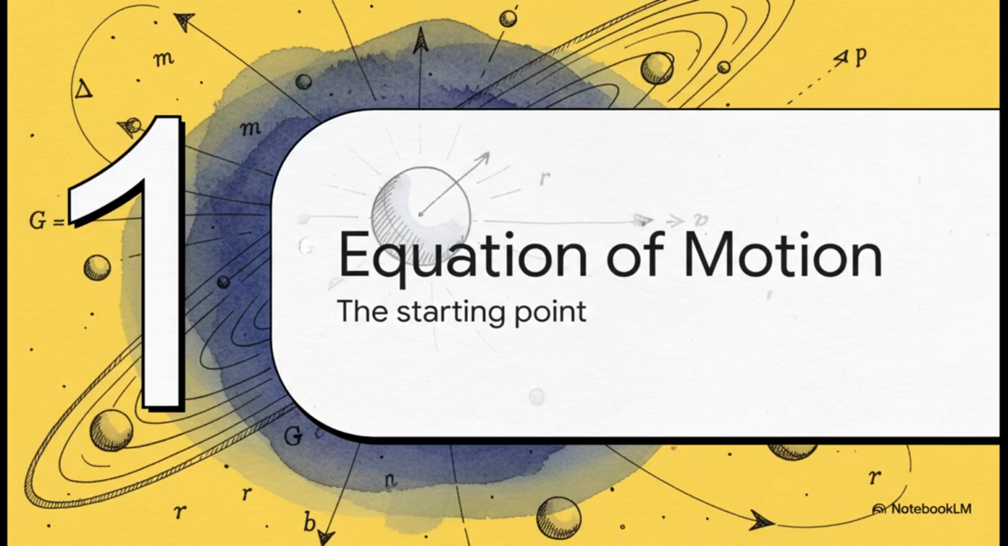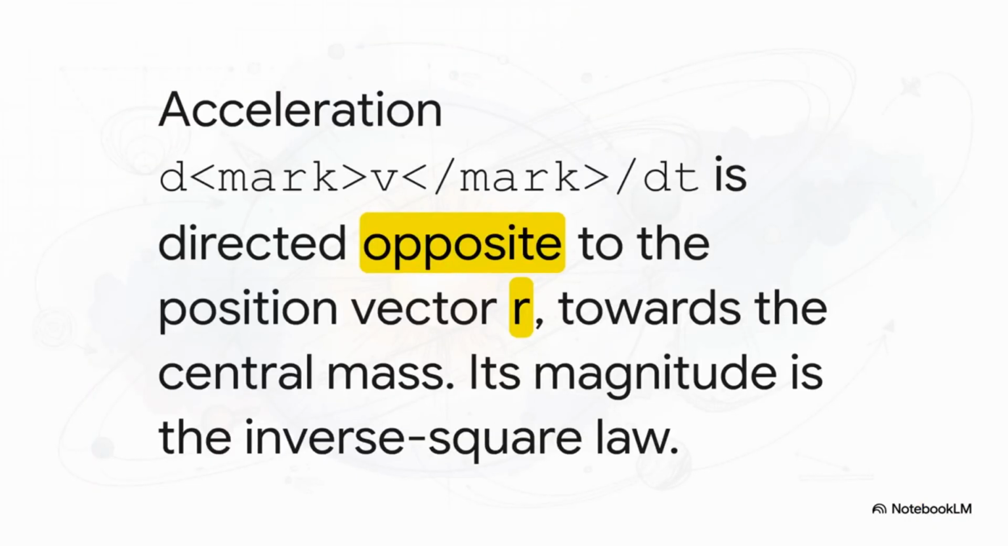Everything we're about to discuss flows from this single fundamental statement, the equation of motion for a body in a central gravitational field. This is really Newton's law of gravity, but written in the precise language of vector calculus. Now, this equation might look a little dense, but it's telling us two incredibly important things. First, look at the direction. The negative sign in the vector r tells us that the acceleration, that's dv/dt, is always pointing back towards the central mass, M. Second, the magnitude.